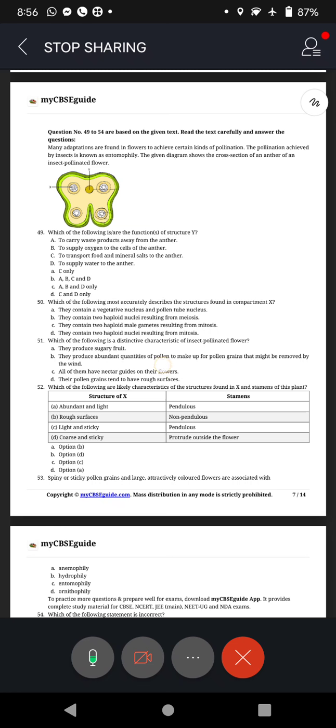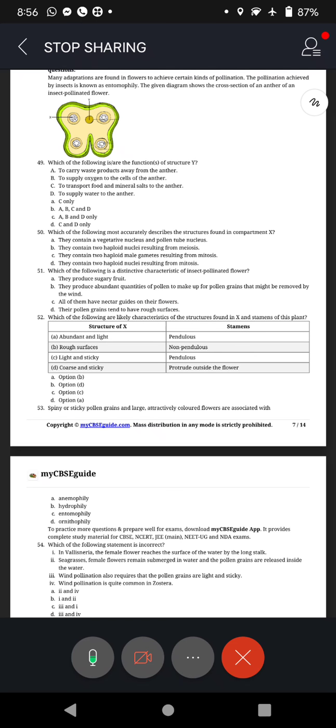Now, question number 52. Answer is A. Option B: insect pollinated plants tend to have pollen with rough surfaces, as we told above, to allow them to cling more readily onto the body of insect pollinators. Their stamens are unlikely to be pendulous nor protrude outside the flower, since the pollen is not intended to be released into the air and get carried away by the wind.